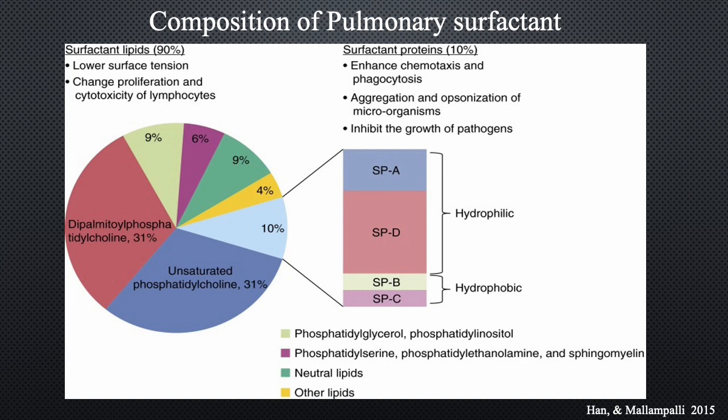Surfactant contains four associated proteins: surfactant protein A, surfactant protein B, surfactant protein C, and surfactant protein D. Two of these proteins, A and D, are hydrophilic, and the other two are hydrophobic. Surfactant protein A and surfactant protein D are members of the family of innate immune system proteins termed collectins.